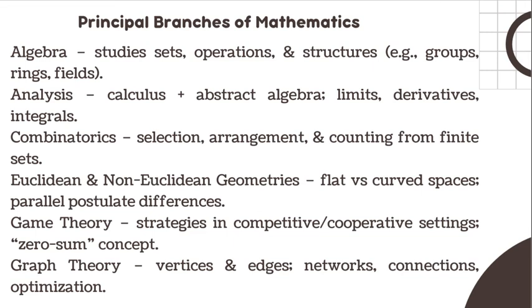So the principal branches of mathematics, there are many of them. So it is organized into several principal branches, each focusing on different abstract objects and their relationships. So the different branches of mathematics study different things, or have different functions. So in algebra, they study sets and the structures formed by operations on them. In analysis, they combine calculus and abstract algebra. Also, they explore the limits, derivatives, and integrals.